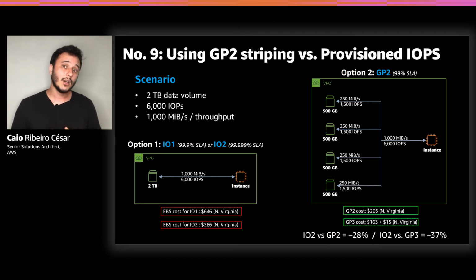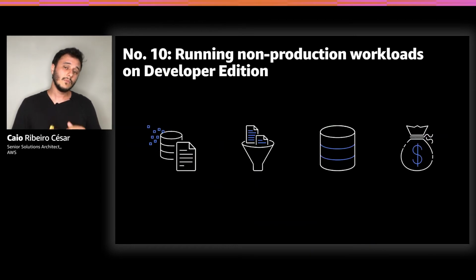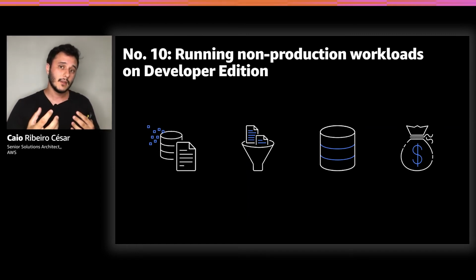Let's take a look at number 10. So number 10, running non-production workloads on Developer Edition. This is important for customers that have a bunch of development and UAT servers, and they need to understand that if it's not running in production, you do not need to license it. For example, development environments. For example, UAT, you're testing something. So you do not need to pay for the license of that server.